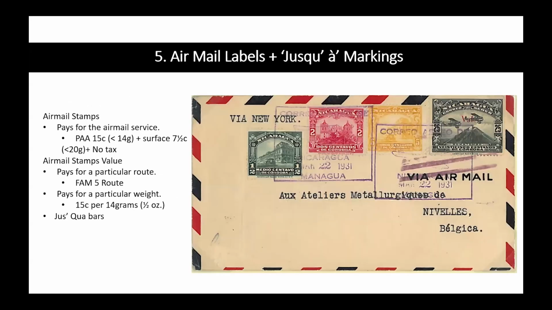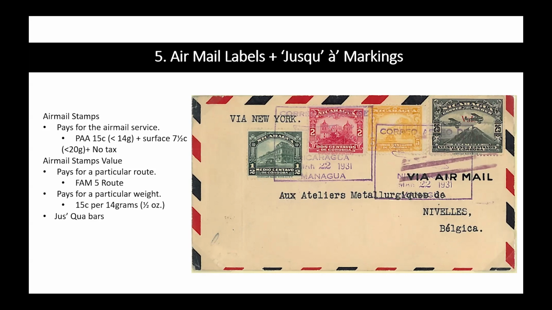So what is a just cause label or marking? In the early days of developing airmail routes, the FAM5 route from Miami down to South America, often this is from Managua in Nicaragua. It pays the 15-cent airmail rate, and it also pays the surface rate, because that airmail rate just gets it flowing from Managua to Miami. It's put on a train to New York. It's then put on a ship to Europe, and then dispensed from there.